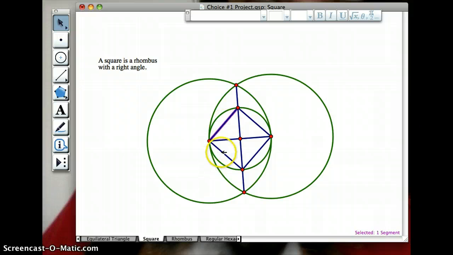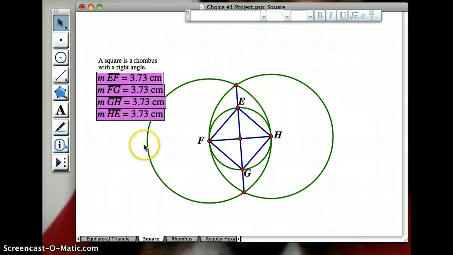Now, I want to check yet again. I wonder if all these sides are the same. They should be, right? It's a square. We're going to go up to measure lengths. Well, what do you know? They are all the same. And even more, you might say, okay, well, how do you know it's a right angle? Well, let's check it out.